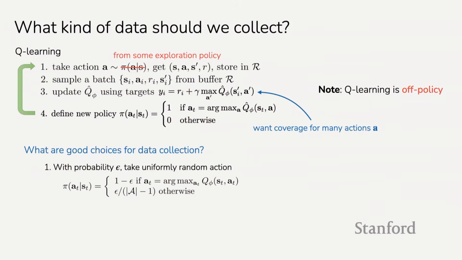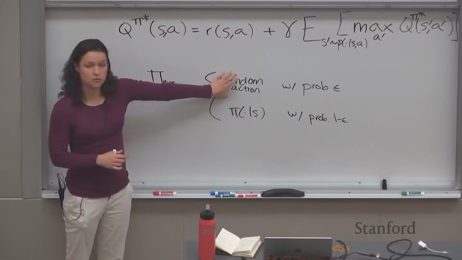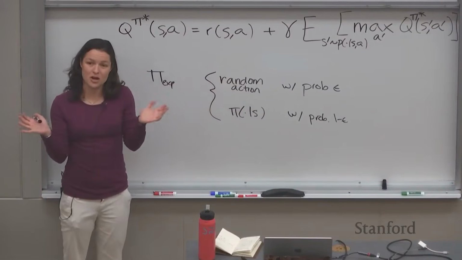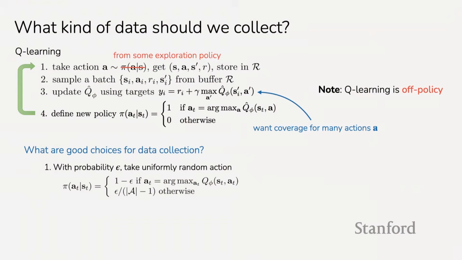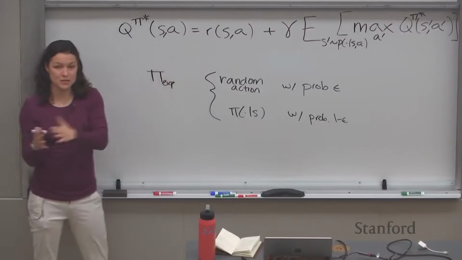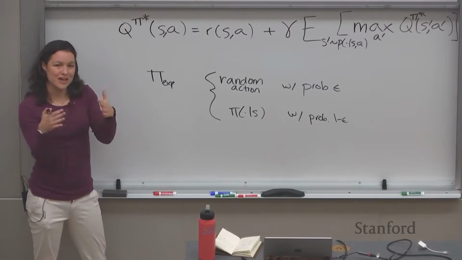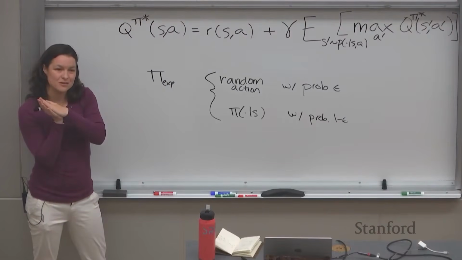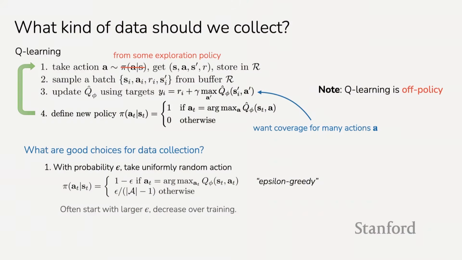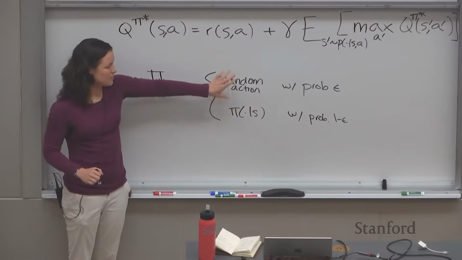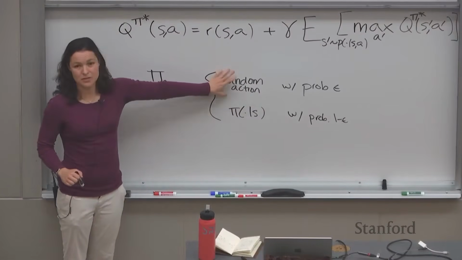And this can be a good choice because it means that when you take an action uniformly at random, you'll get very good coverage of the actions that you consider. And oftentimes as you proceed through training, you might start with a larger epsilon, so that you have more exploration at the beginning of training. And then as your policy is getting better, and as you're getting a better estimate of your Q function, you can then make this smaller and explore less as you go through training. This is called epsilon greedy, because you're being greedy some of the time, and epsilon probability of the time you're not being greedy and just taking a random action.